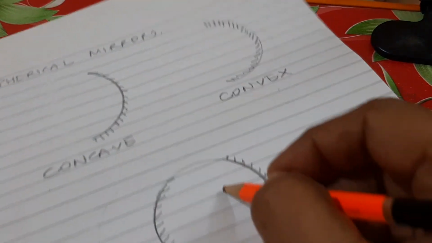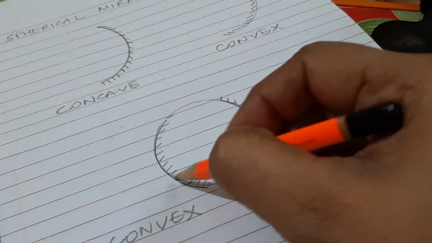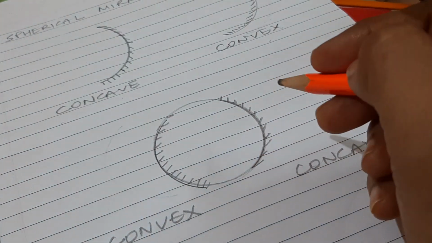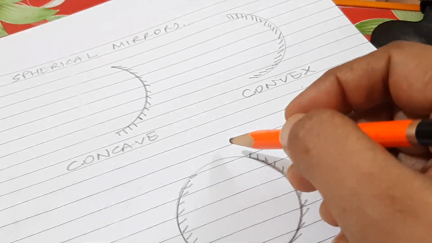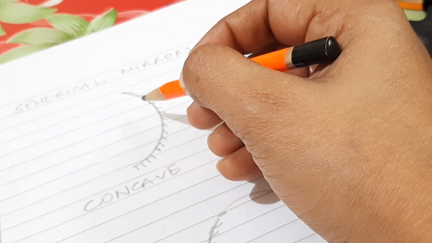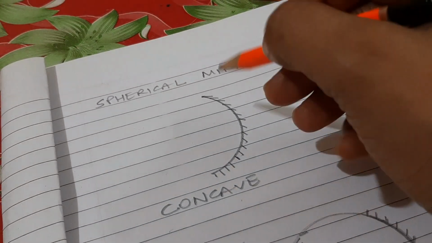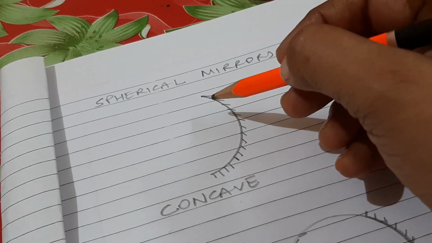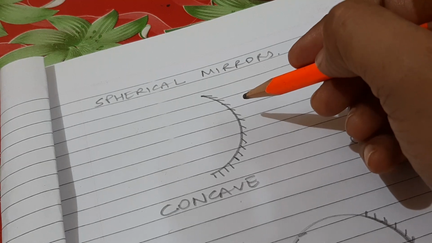Spherical because they are supposed to be part of a sphere of glass. Now let us see what is a concave mirror. This is a concave mirror. Okay, so the concave mirror is that spherical mirror in which the reflection of light takes place at the concave surface.